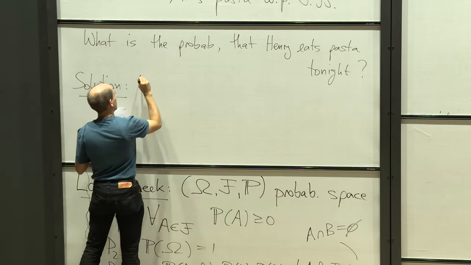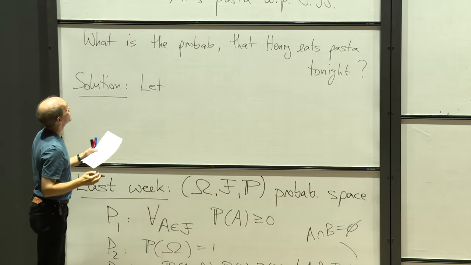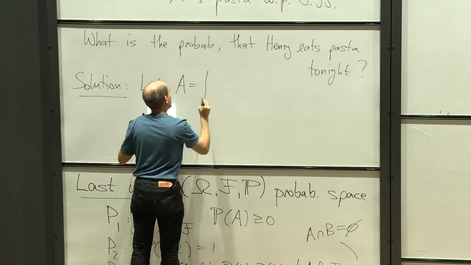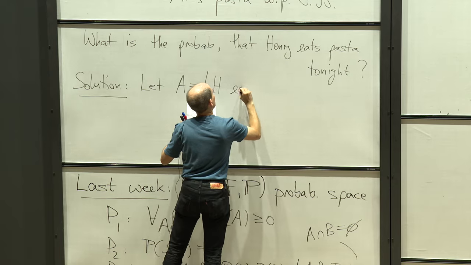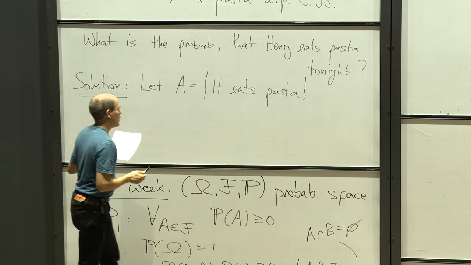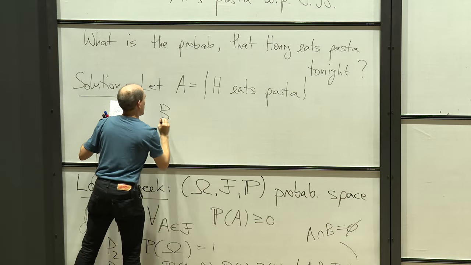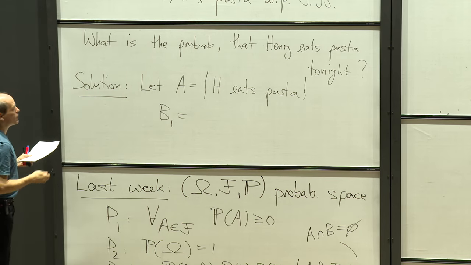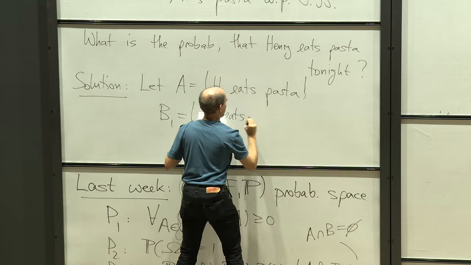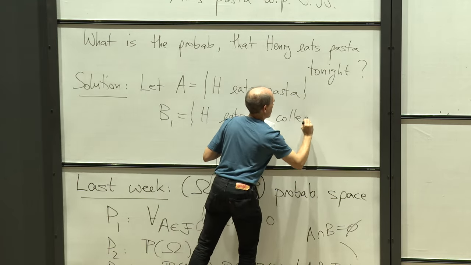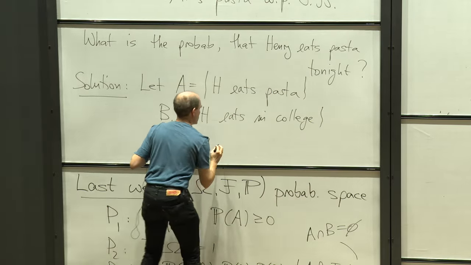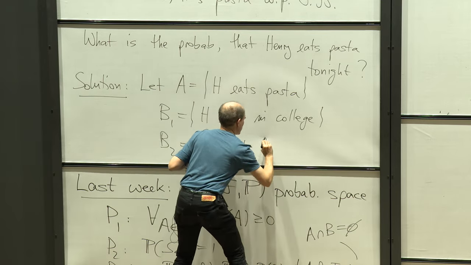Okay, so what have we got? The first thing we are told is the event of interest. The event of interest is Henry eats pasta. The others are the partition of our sample space. We have two possibilities. Either Henry eats in college, or if not, as the only other possibility, Henry cooks for himself.